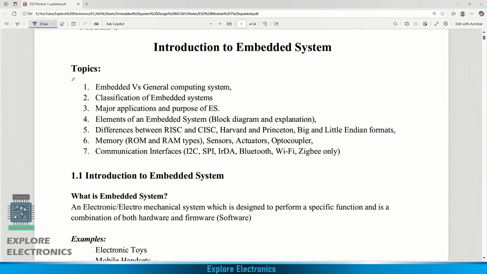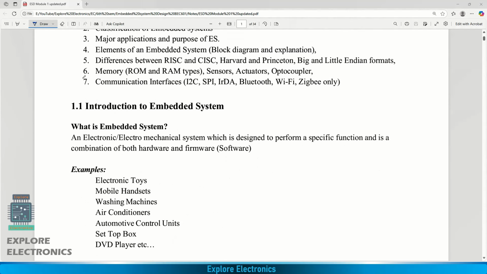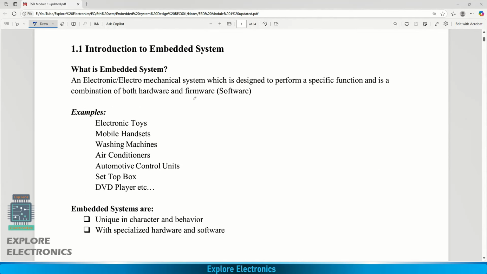Let us get in. So these are the topics from Module 1. First of all, what is an embedded system? An embedded system is an electromechanical device or electromechanical system which is designed to perform a specific application or specific function, and it consists of hardware as well as firmware. We call it software. So this embedded system definition is very important. It carries 1 mark if the question is asked on an embedded system diagram, and they may also ask to define the embedded system. So it is basically an electromechanical device.